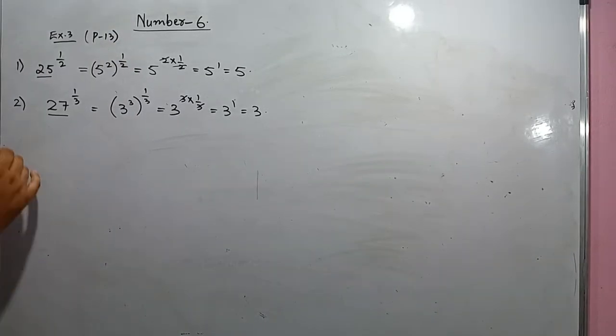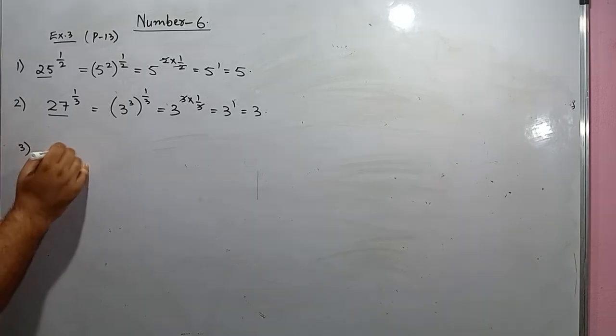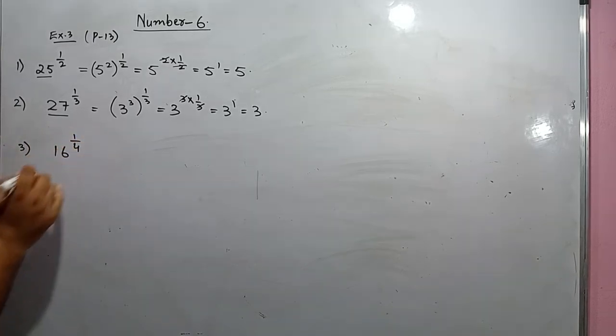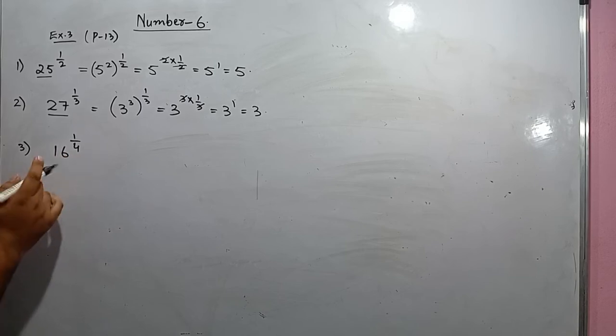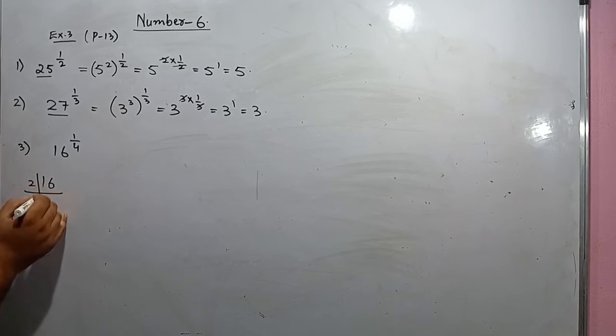Now next you can see the third one. It is 16 to the power 1 by 4. Can we write any number to the power 4 which is equal to 16? Yes, we will check it here. Start with 2 to find its prime factorization.